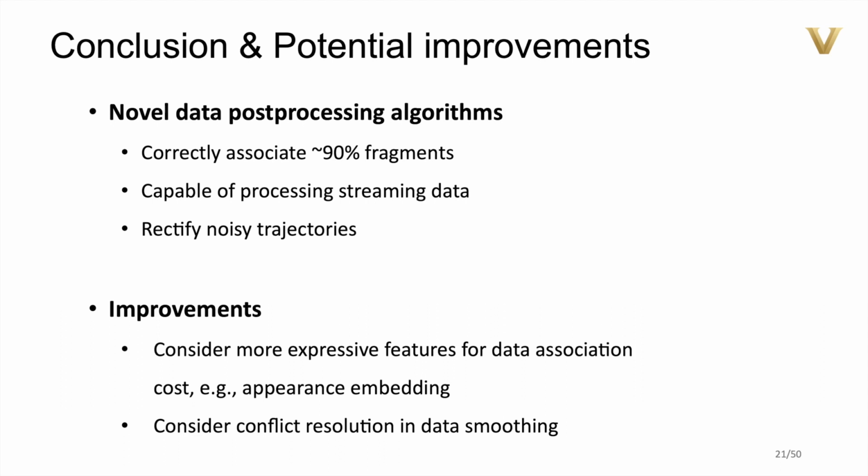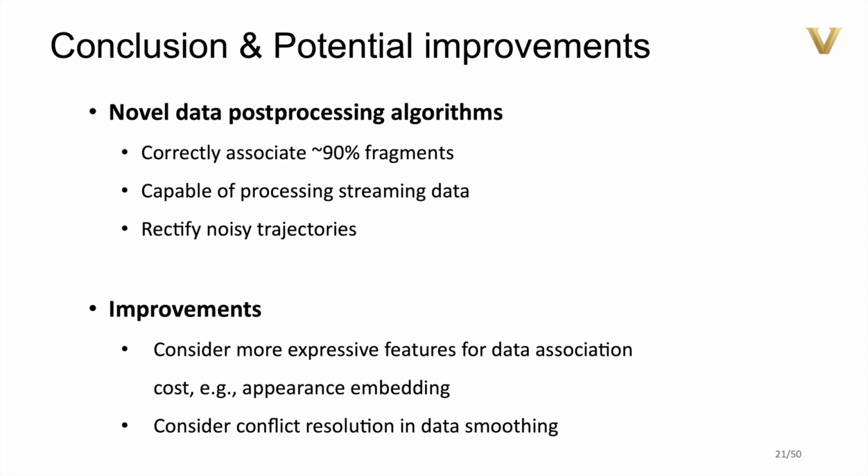In conclusion, I presented today 2 novel data post-processing algorithms to solve the data quality issues that we observed from the raw tracking data. The first one is the online fragment matching algorithm that can correctly associate the majority of the fragments. The second one is the convex program capable of rectifying trajectories to impute missing data, smooth those noises from the signals, and remove the detection outliers.